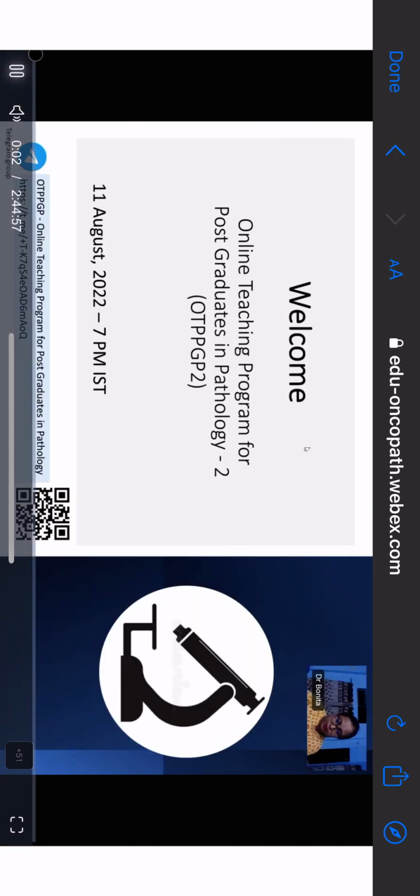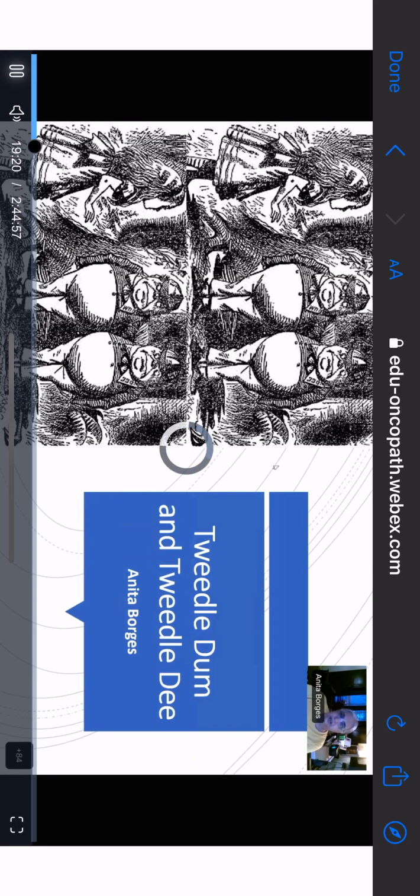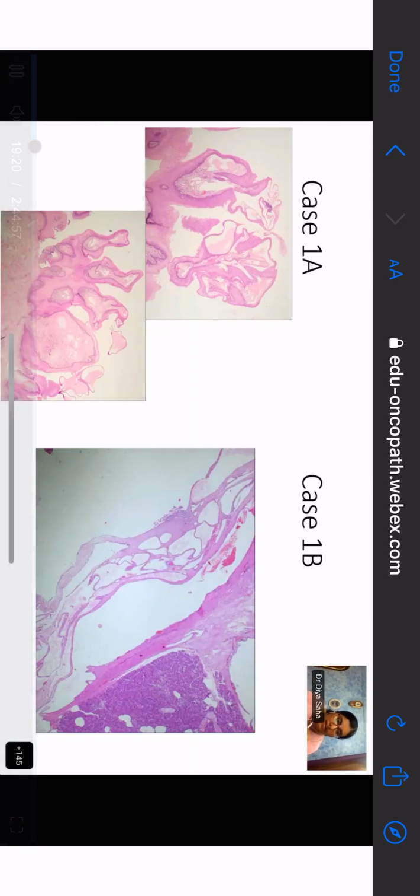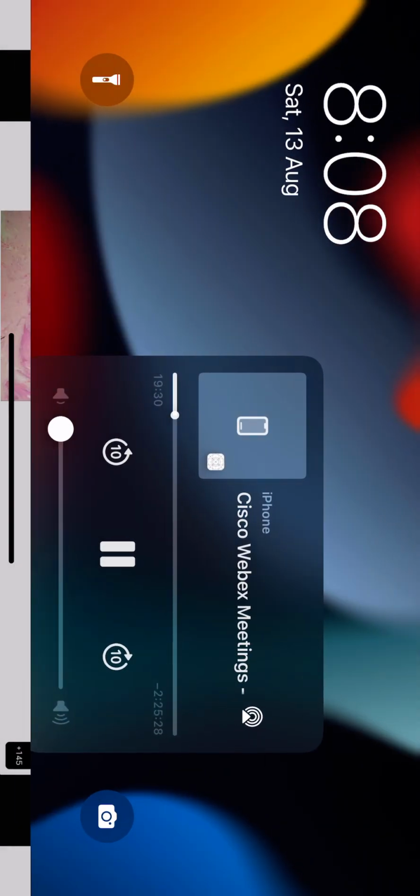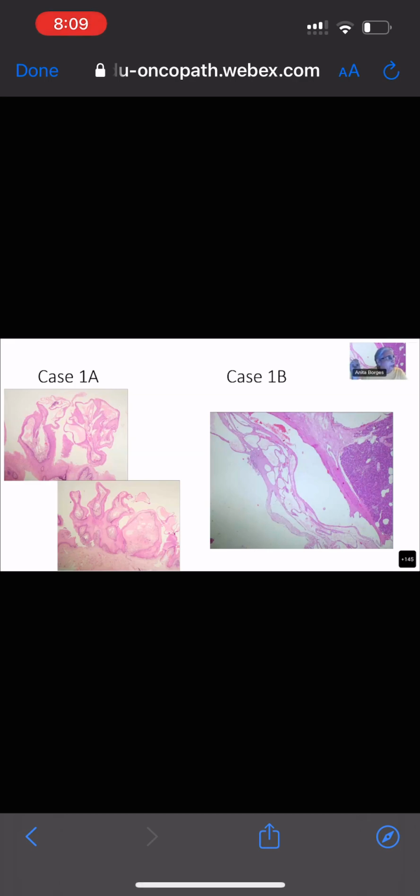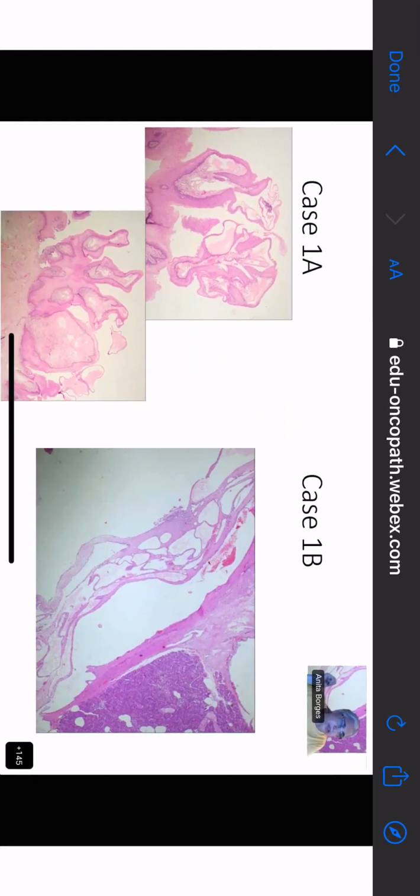Graduates in pathology. Cystically dilated spaces. Both of them have got cystically dilated spaces. Very good. Now, Ria, you mentioned something about congestion of vessels, and here you talked about hemorrhage, right?